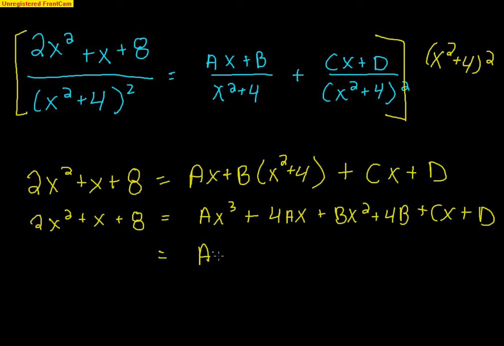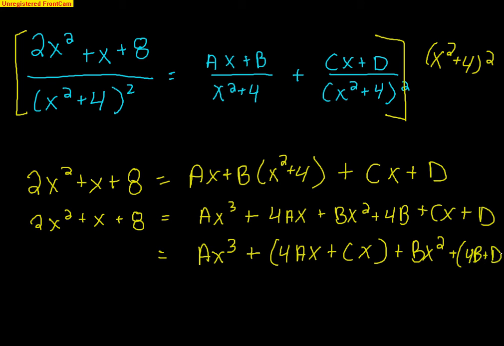So we have ax cubed plus 4ax plus cx plus bx squared plus 4b plus d. And this all equals 2x squared plus x plus 8.